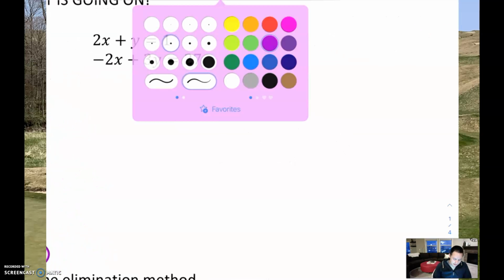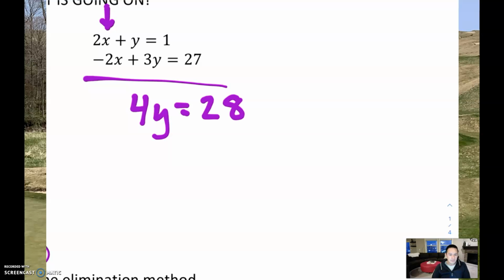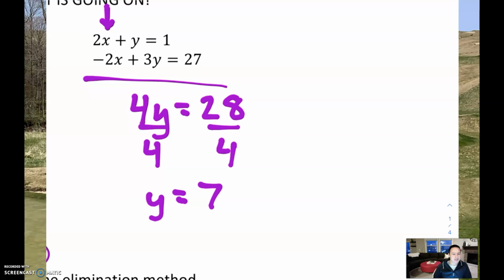On this one, you will notice that the x's are now going to be eliminated. If I add these two rows together, then 2x and minus 2x becomes 0x. It's gone. So the x's are eliminated. And we're going to have y plus 3y equals 4y. And if I take 1 plus 27, we get 28. To solve for y, divide by 4, divide by 4, and we've found now that y is equal to 7. I know the value of y is equal to 7.